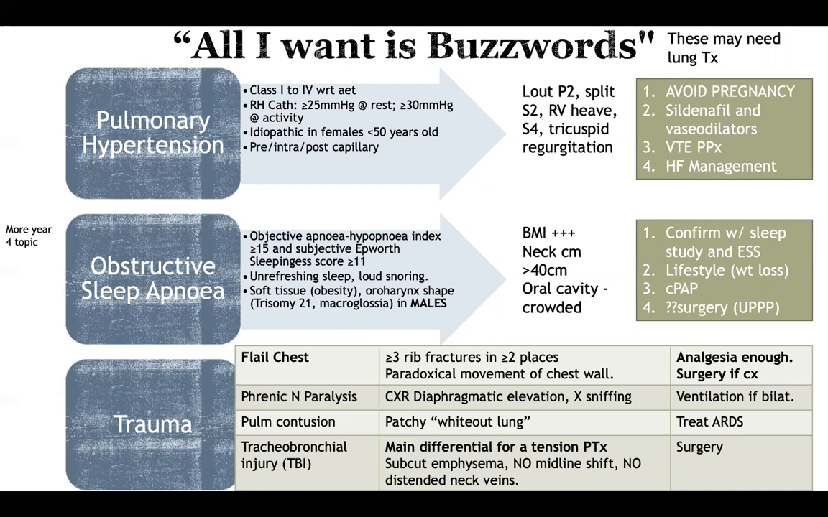Trauma is something I think they just added last year, but there's a few things that could happen in chest trauma, which is flail chest, phrenic nerve paralysis, so they get the paradoxical diaphragm thing you might remember from 2nd year or 1st year. Pulmonary contusion is like a patchy whiteout lung, so it looks like somebody punched the lung and now it's all like you punched an apple or something. And then tracheobronchial injury is like basically the trachea went into 2 parts. And then they get subcutaneous emphysema because now all the gas is going into the rest of their body.